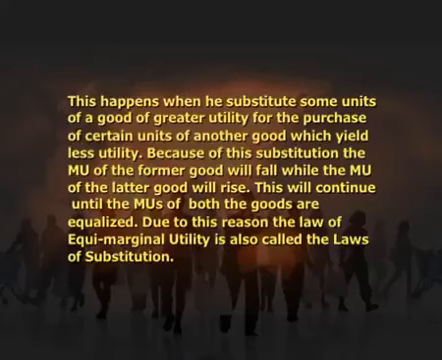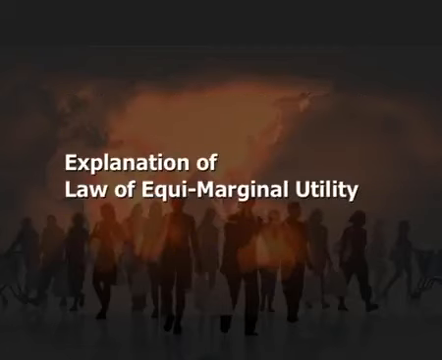This happens when he substitutes some units of a good of greater utility for the purchase of certain units of another good which yields less utility. Because of this substitution, the MU of the former good will fall while the MU of the latter good will rise. This will continue until the MUs, that is marginal utilities, of both the goods are equalized. Due to this reason, the law of equimarginal utility is also called the law of substitution. Let's see the explanation of the law of equimarginal utility.